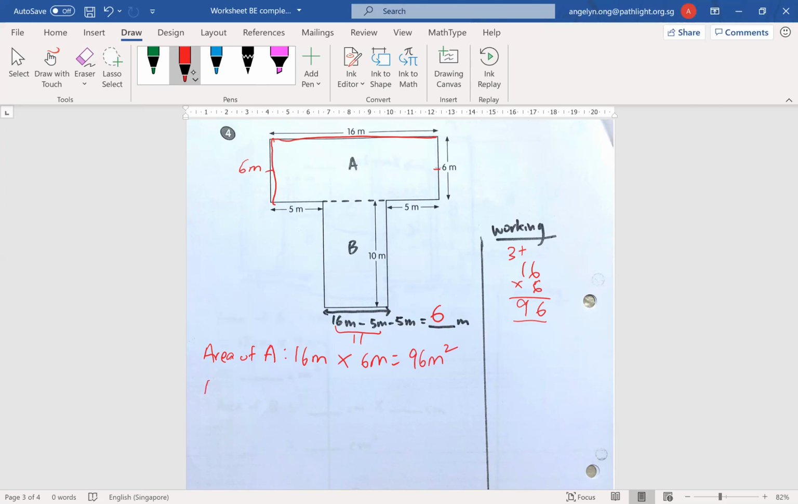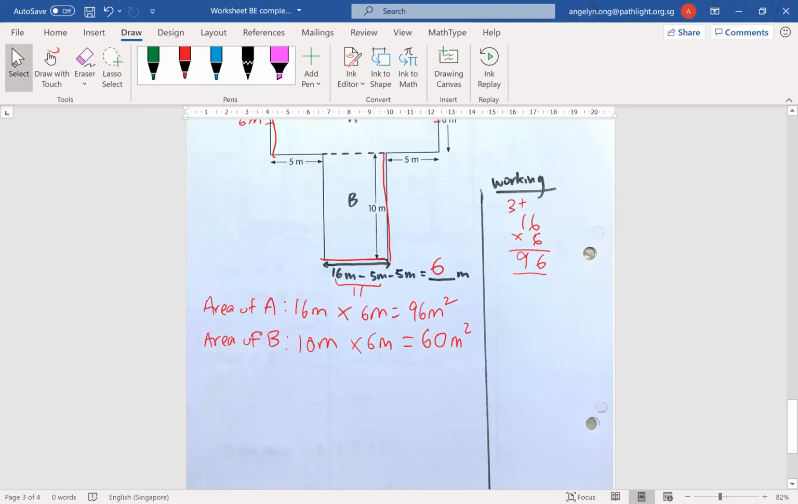All right, now let's move on to area of B. Okay, the length is 10 meters. What about my breadth? Here we found out is 6 meters. So that will give me what? 10 times 6 is simply 60 square meters. And now we can move on to finding the total area of the figure.